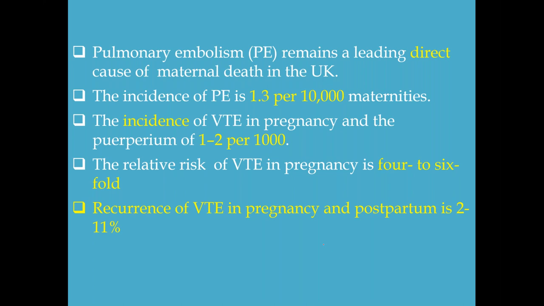What about the relative risk of VTE? What does relative risk mean? Relative risk means the probability of the outcome in the exposed group compared to the outcome in the unexposed group. The relative risk of VTE in pregnancy is about 4 to 6 fold. And the recurrence of VTE in pregnancy and postpartum is 2 to 11%. This is an important point related to the exam. Okay.